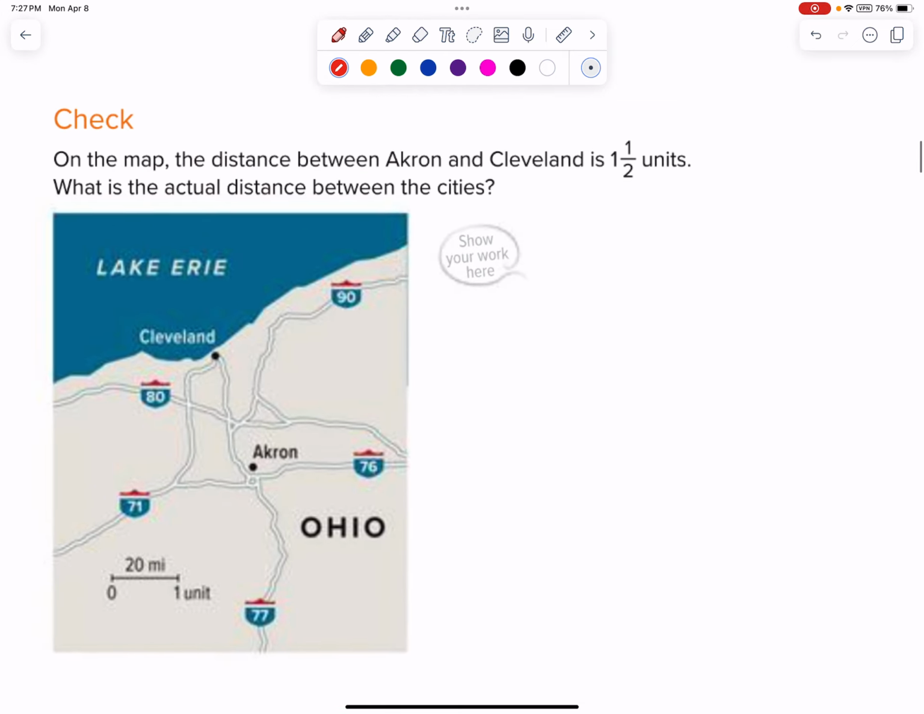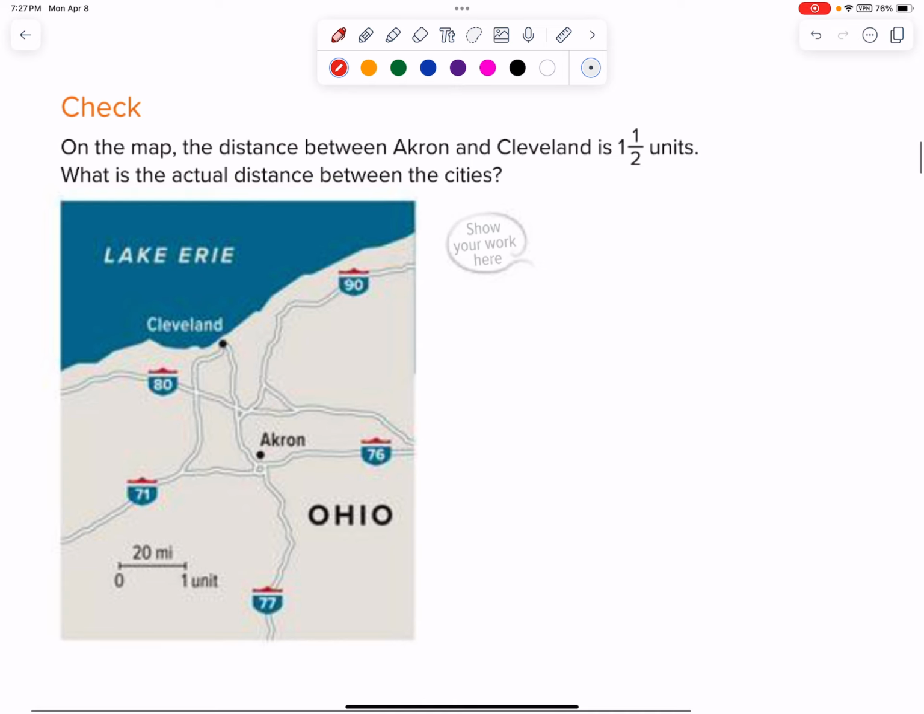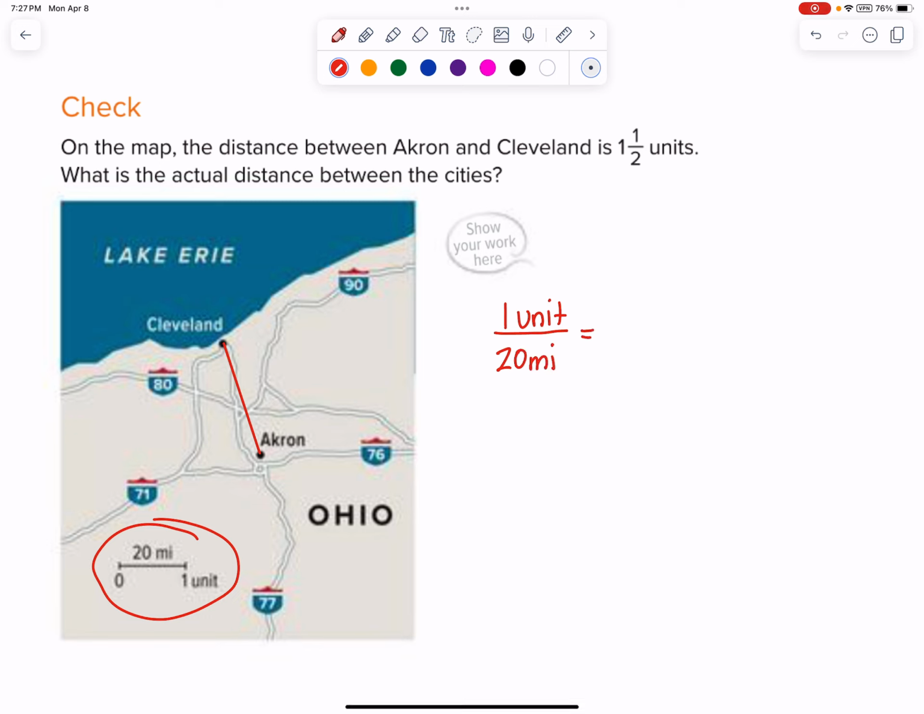All right, go ahead and try this one if you want to pause or follow along. It's up to you. We have the actual distance is 1.5 units from Akron to Cleveland. So I'm going to represent that there. Let's look at what our unit rate is. And so we need to create our proportion, right? This time I'll do it the other way around. I'll do 1 unit on top over 20 miles, just so you can see that it works both ways. Set it equal to what is the distance we have?